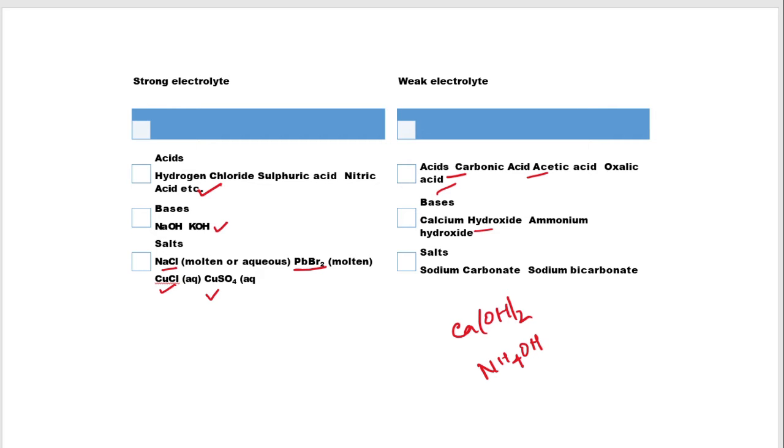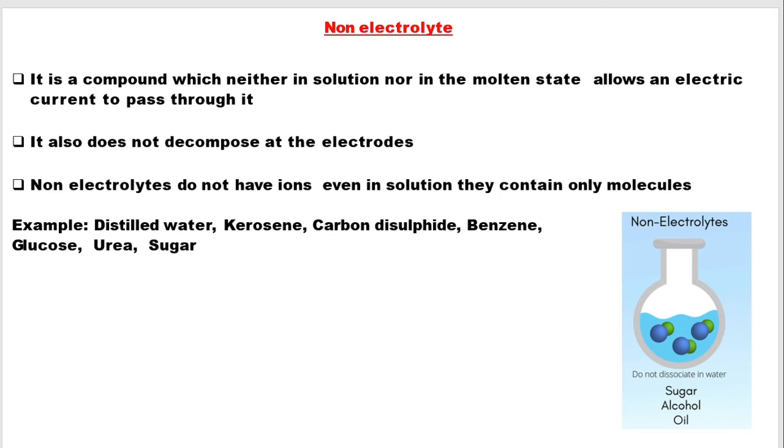Now we have read about electrolytes, but there are certain compounds which behave as non-electrolytes. What are they? They neither in solution, that is an aqueous state, nor in molten state allow electricity to pass through. That means they will not break into ions. So they do not have any ions formed when they are dissolved in solution and electricity is passed through it. They only consist of molecules.